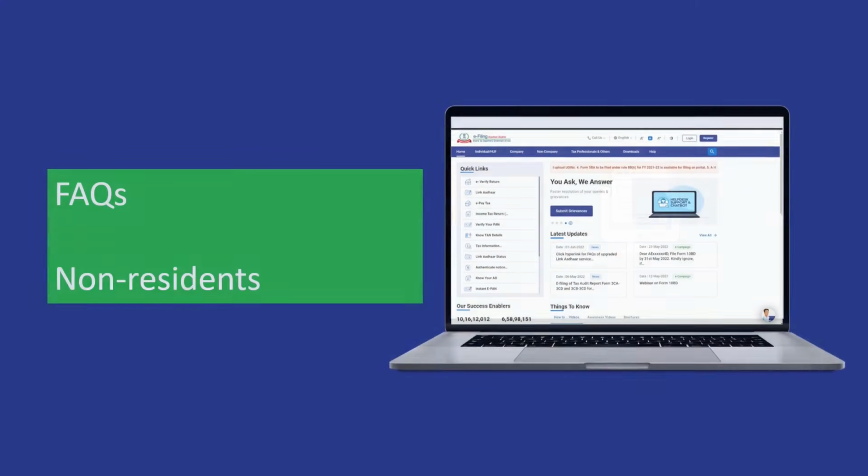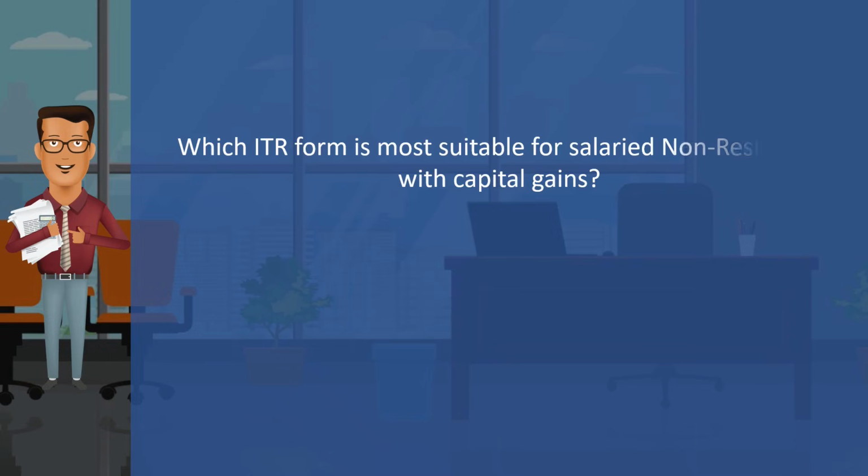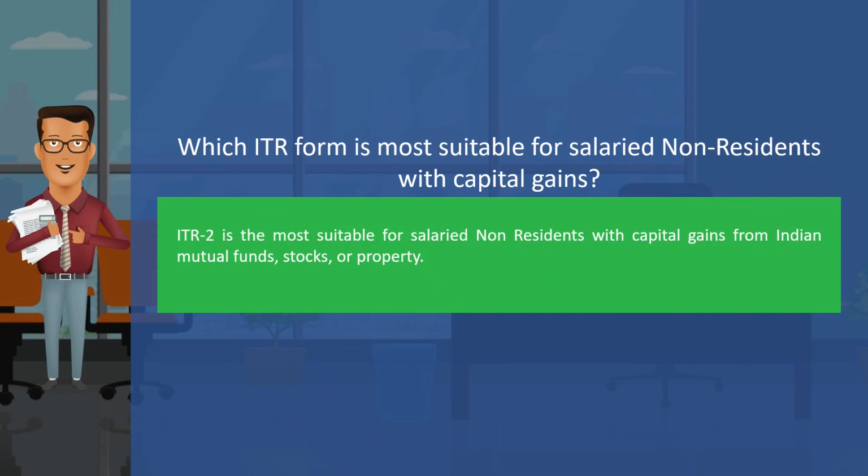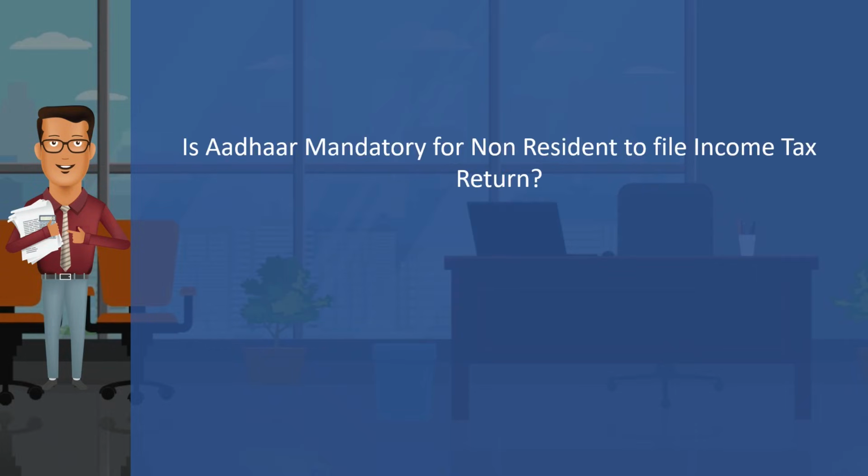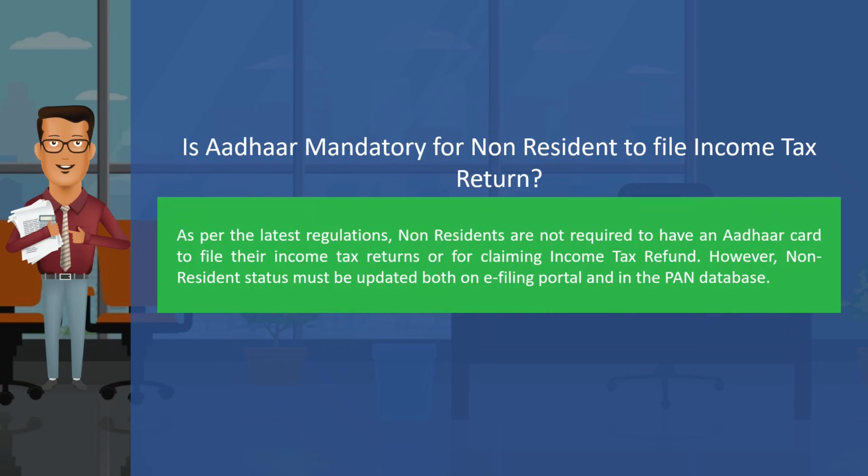Some of the frequently asked questions by the non-residents are: which ITR form is most suitable for salaried non-residents with capital gains? Please note, ITR 2 is most suitable for salaried non-residents with capital gains from Indian mutual funds, stocks, or property. Some non-residents have also asked us, is Aadhaar mandatory for them to file income tax return? Please note, as per the latest regulations, non-residents are not required to have an Aadhaar number to file their income tax return or for claiming income tax refund. However, non-resident status must be updated both on the e-filing portal and also in the PAN database.